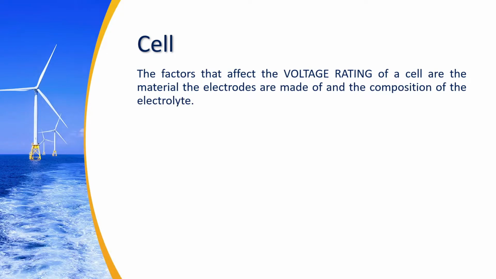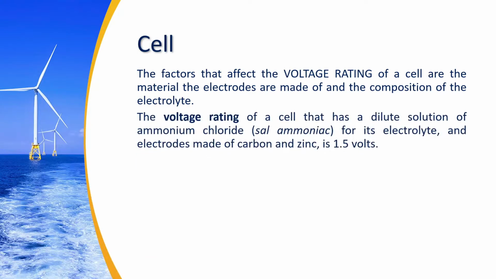So, the factors that affect the voltage rating of a cell are the material the electrodes are made of and the composition of the electrolyte. So, yung voltage rating of a cell that has a dilute solution of ammonium chloride o sal ammoniac for its electrolyte and electrodes made of carbon and zinc is 1.5 volts, yung equivalent na voltage rating.